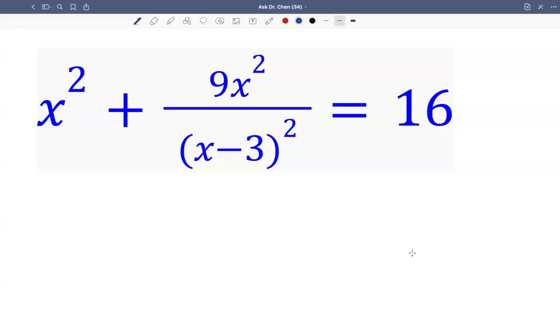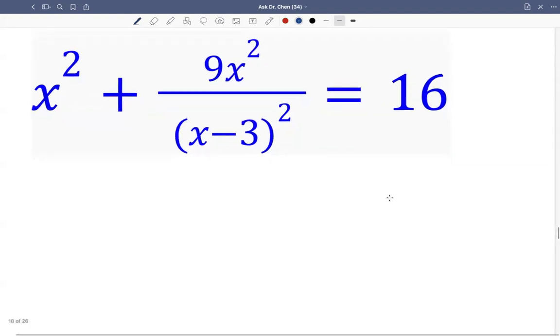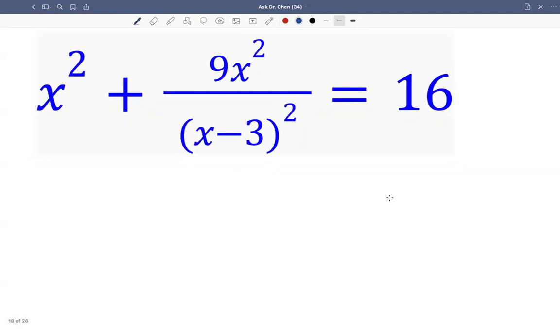Let's see this question. We have x squared plus 9x squared over (x minus 3) squared equals 16. So we want to solve for x. And so we have to use a sleek way to do this. Otherwise, it's too much calculation.